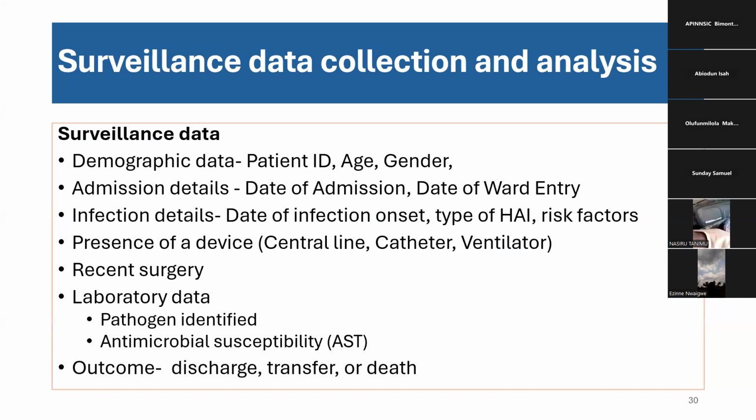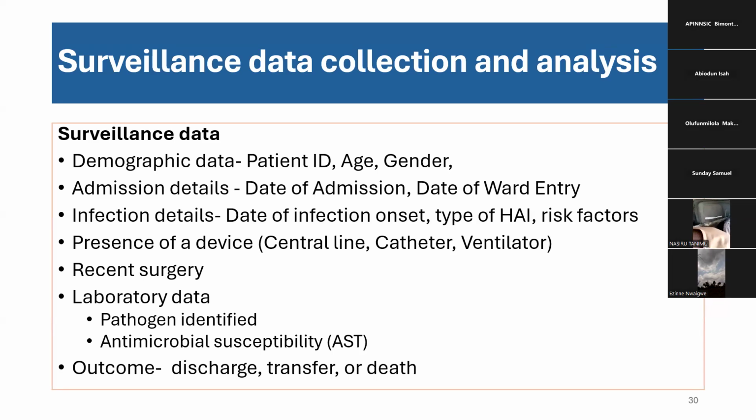Demographic data, so you have your patient ID, age, and gender. Admission details, dates of admission, dates of ward entry, because when the patient was admitted will tell you whether the infection you're identifying now is HAI or community acquired. If you take the sample the day of admission and it grew an organism, then this is not from the healthcare facility, so it's not HAI.